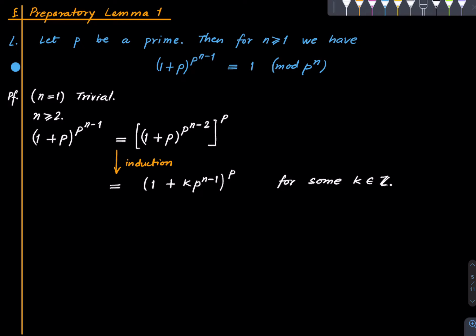Okay. So once we have this, by using the previous lemma, this is congruent to 1 modulo p to the n. To use the previous lemma, we just need to ensure that this is a positive integer, which it is because n is at least 2. So just by using the previous lemma, this is congruent to 1 modulo p to the n, and that was the statement.